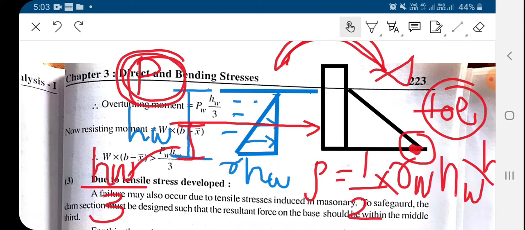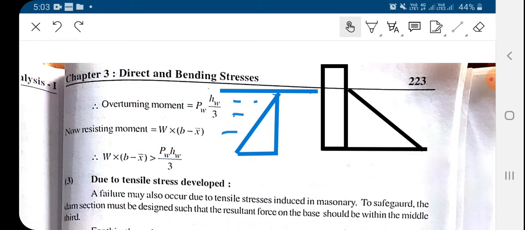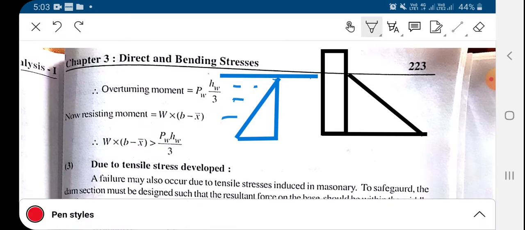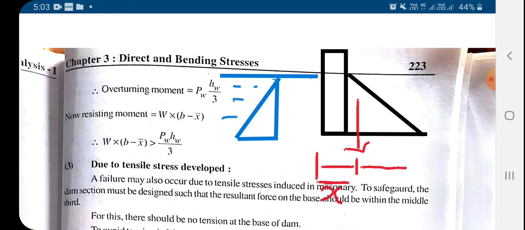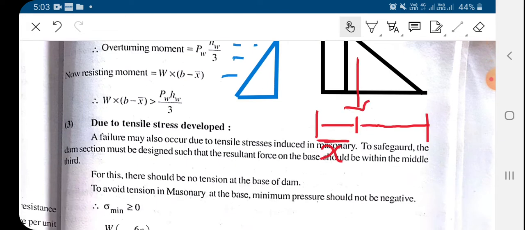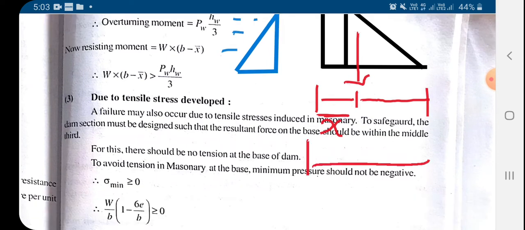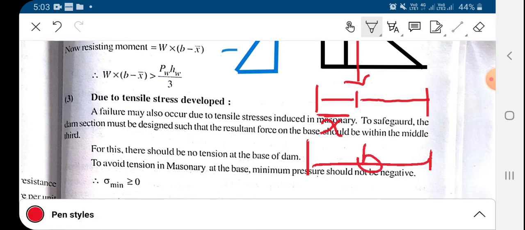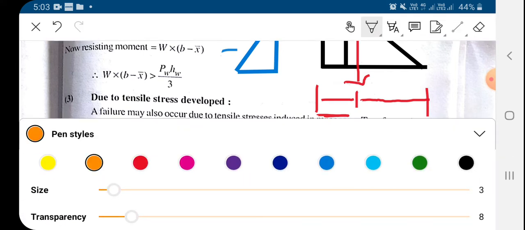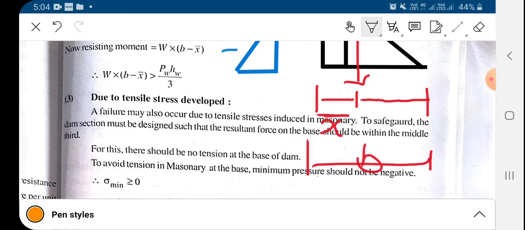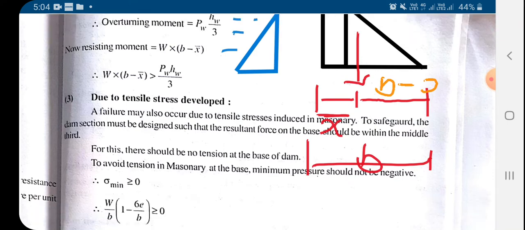So let's understand it, and try to draw another figure. Okay, so let's understand this weight. The weight is acting at this point. So the CG from this is x bar, let's say, and this distance we need to find out. The total width is b. So this distance becomes b minus x bar.